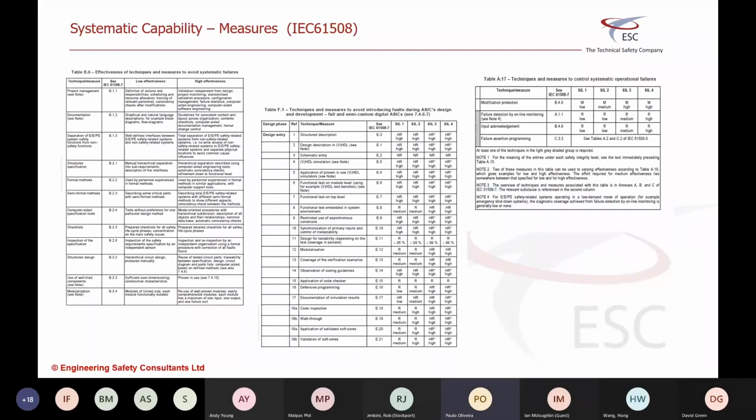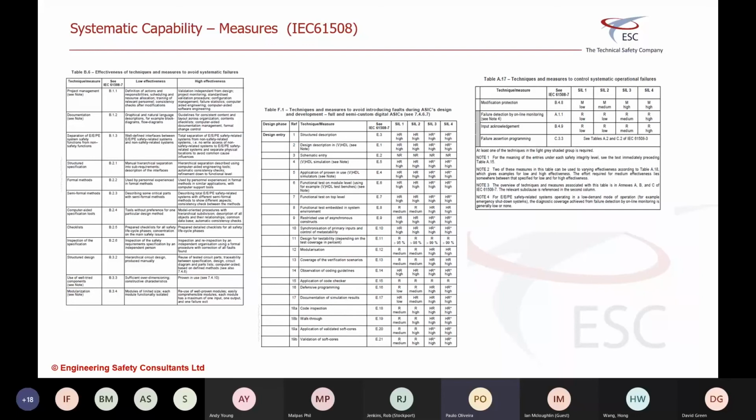And some other examples on the right-hand side for modification, protection, etc. These tables in 61508 are there to guide people to what they need to do to claim capability within a device, but it gives you a clear line of sight to what 61511 is trying to do with systematic capability.